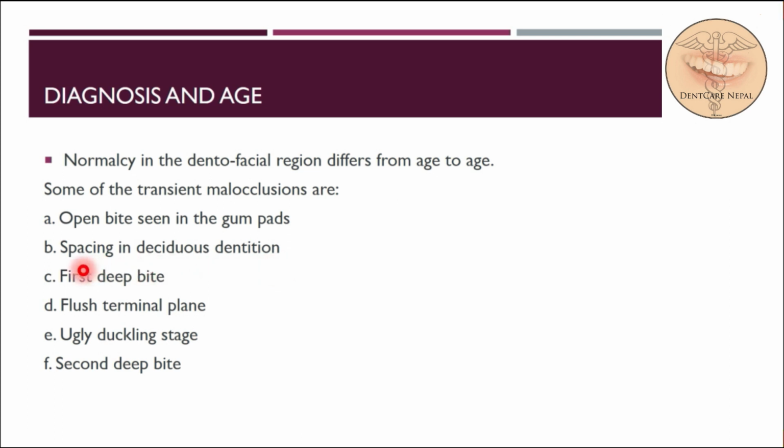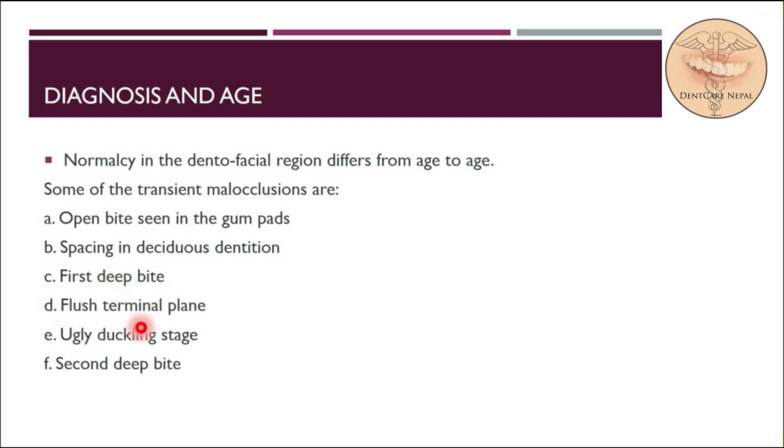Similarly, spacing in the deciduous dentition should be naturally present. If spacing is not present in the deciduous dentition, the permanent teeth will likely be crowded. So after eruption of the permanent teeth, this will also be corrected. First deep bite occurs at the age of 3-4 years, when the mandibular growth has not yet caught up with the maxillary growth. First deep bite occurs after the eruption of the deciduous incisors and deciduous molars only, before the growth of the mandible is evident.